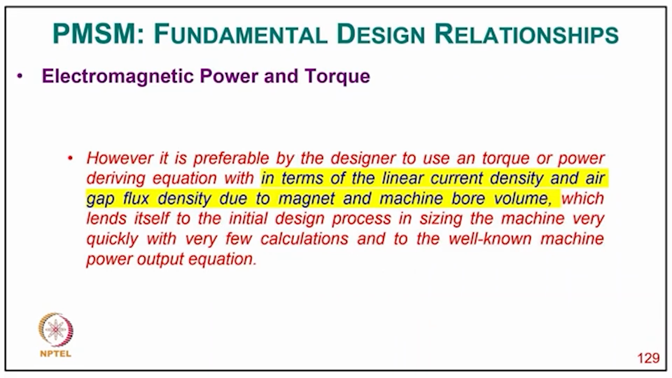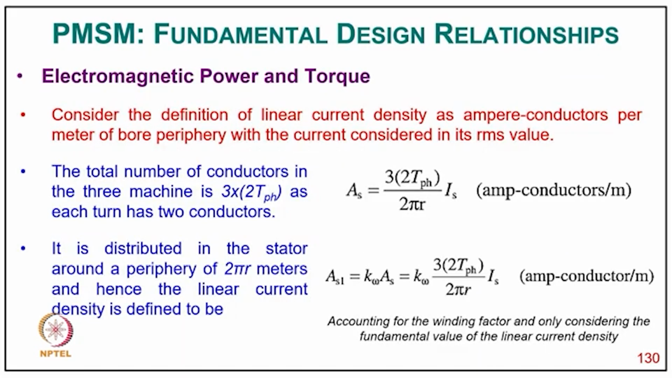However, it is preferable by the designer to use a torque or power deriving equation in terms of linear current density and the air gap flux density due to magnet and the machine bore volume, which lends itself to the initial design process in sizing the machine very quickly with very few calculations, and to the well-known machine power output equation. To consider the definition of linear current density, the ampere conductors per meter of bore periphery, with the current considered in RMS value.